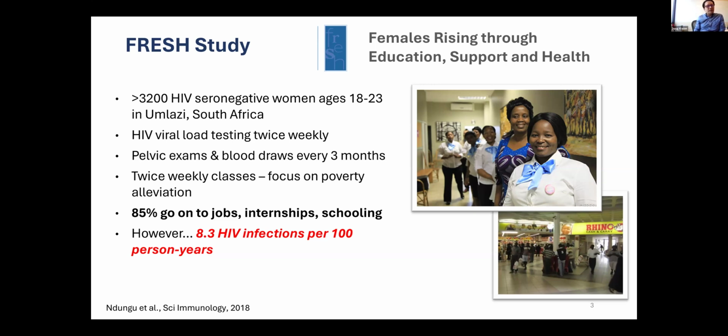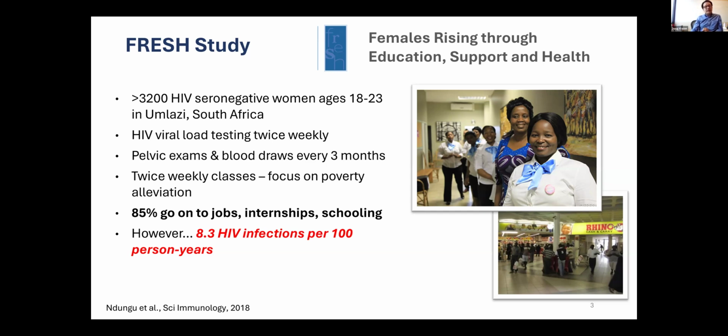And they're also involved in this poverty alleviation program where, each time they visit twice a week for 10 months, they spend 3 hours there learning job skills, how to use computers, and how to write resumes. And we're very proud of the fact that most of them go on after graduation to either jobs, internships, or other types of meaningful activities. And yet the HIV acquisition rates within the group remain indistinguishable from those within the community, and just really enormously high.